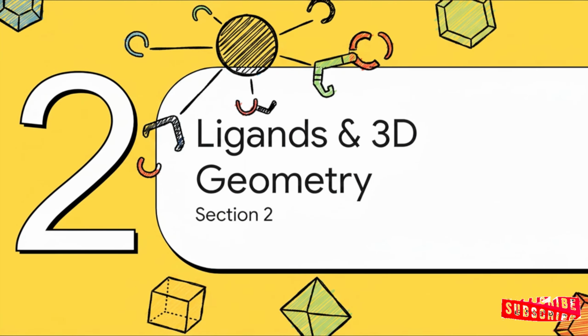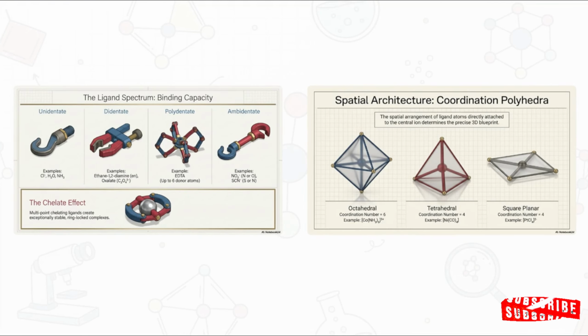Moving on to Section 2, Ligands and 3D Geometry. Now that we have our central metal hub, let's take a look at the different types of hooks that actually attach to it. Notice how simple, unidentate hooks, like chloride or ammonia, grab the metal at just a single point. But then you have these complex didentate or polydentate claws, like EDTA, that grab the metal at multiple points, creating incredibly stable ring-locked structures. And these hooks directly dictate the beautiful 3D geometries you're going to see on your test.